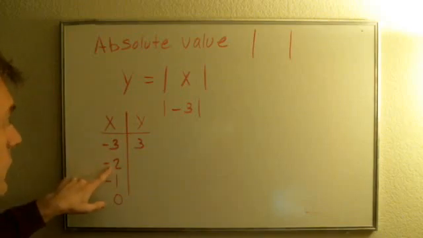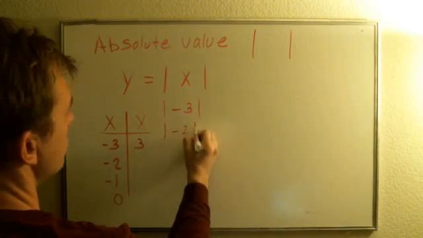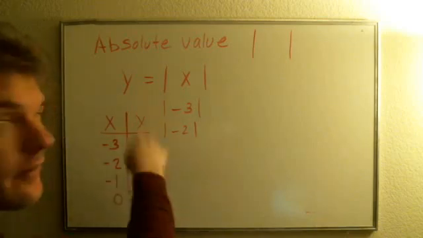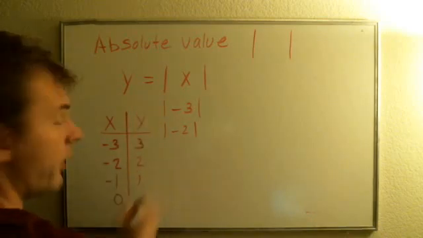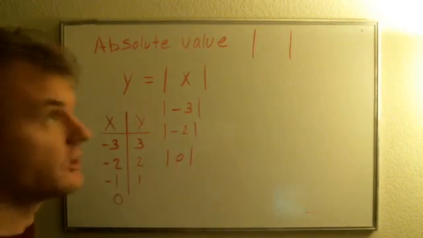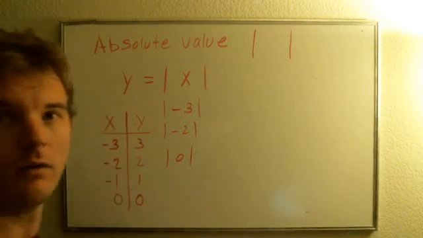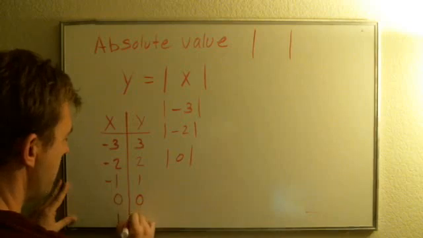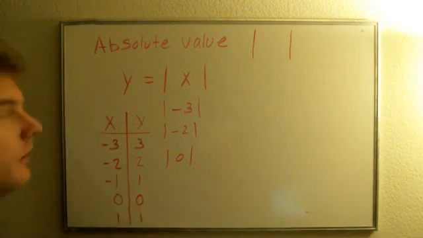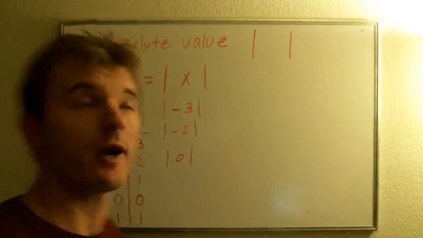So if we put -2 in for x, well, that's just -2. Absolute value of that is 2. And you can kind of see the pattern, really. It's going to be positive. What's the absolute value of 0? It's just 0. So you can kind of see the pattern now. So what's the absolute value of 1? Well, it's just 1. So let's take this information here and plug it into an x and y graph.